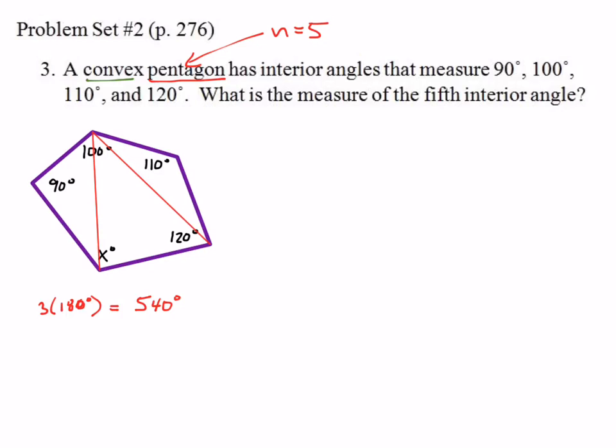Okay, so now I want to try to find my equation. So my equation here will be adding all of my angles. So I've got my 90 degrees plus my 100 plus my 110 plus my 120 plus x, and that's going to be equal to my 540 degrees. So go ahead and solve the rest of this one out by yourself. When you're finished, make sure you answer the question.